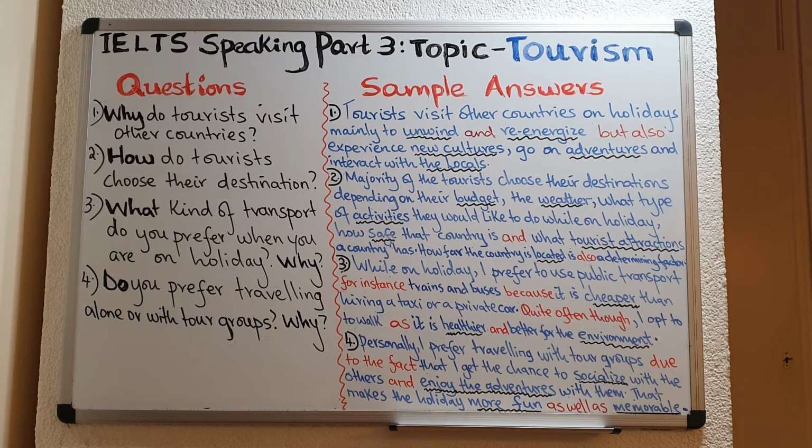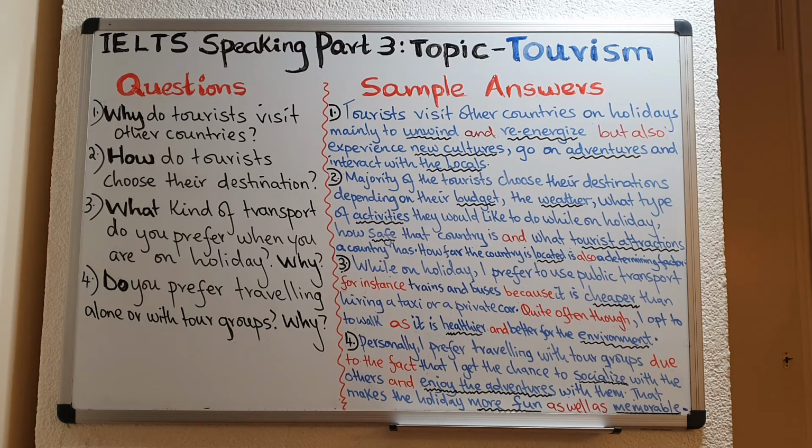We have different forms of transport. We have flights, for example. If you want to fly, we have flights, we have buses, we have trains, we have trams, okay? We even have taxis. All these are different kinds of transport. So the examiner wants to know, when you are on holiday, what kind of transport do you prefer and why?